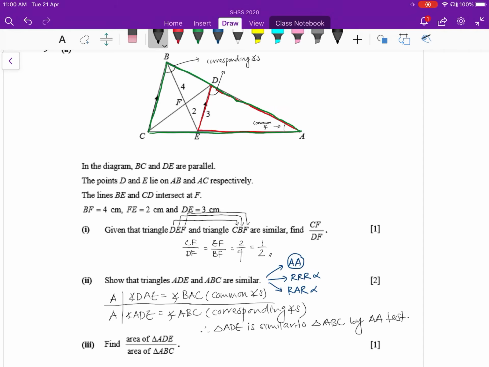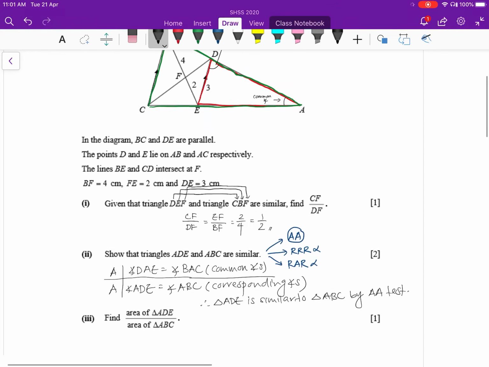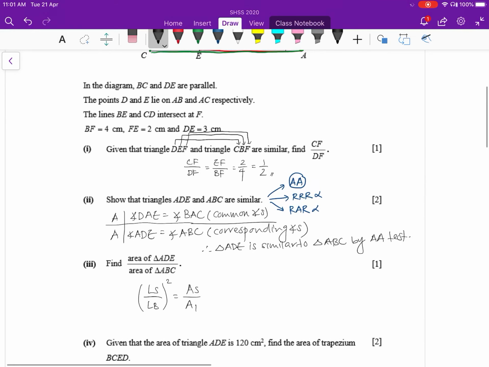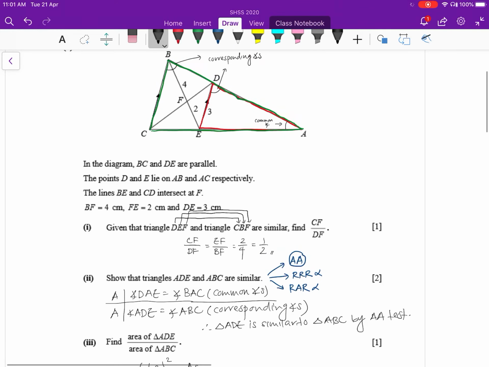Now find the area of triangle ADE over triangle ABC. Now this would require us to use the formula: length of small over length of big, the whole thing squared, equals area of small over area of big. So all we need to do is find the length of small over length of big. But we already know the length of small over the length of big is half. Why can we use this? Because of the similar triangles DEF and CBF.